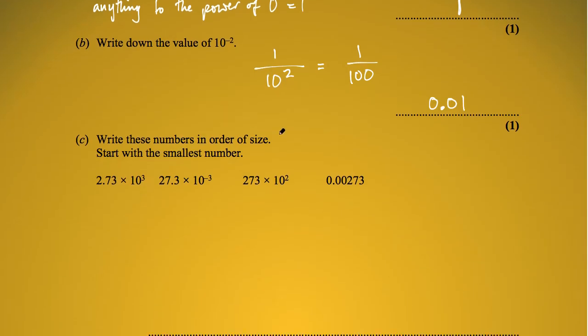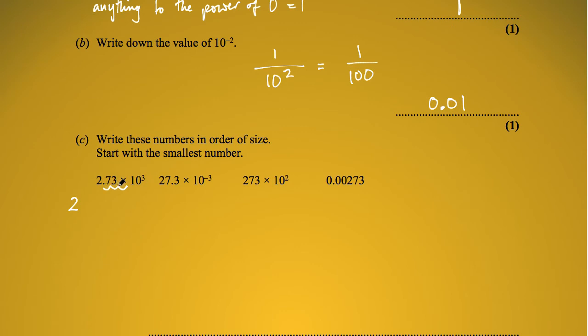Write these numbers in order of size, starting with the smallest number. So this is using standard index form. Remember, the minus numbers means that we move the decimal point to the left, make the number smaller. So I'm going to first of all write all of these out as ordinary numbers. 2.73 times 10 cubed means move that decimal point 1, 2, 3 places to the right.